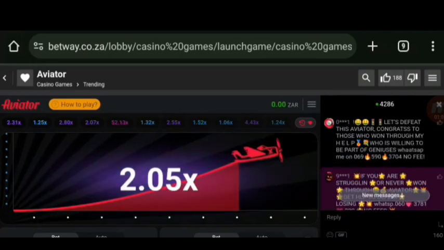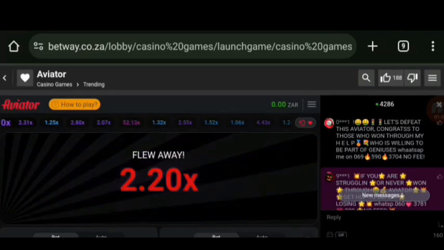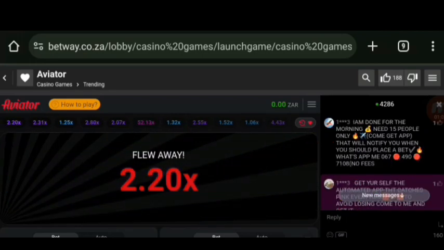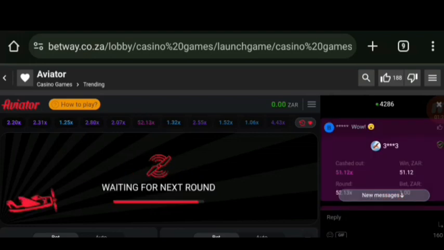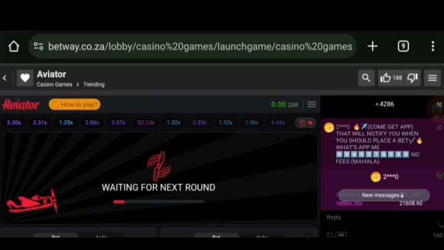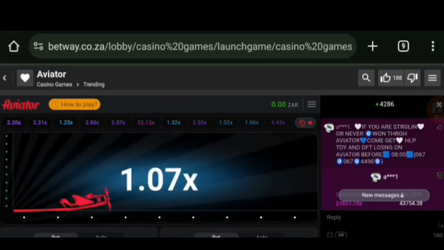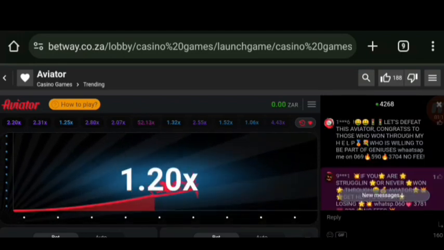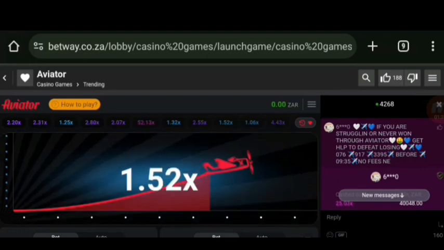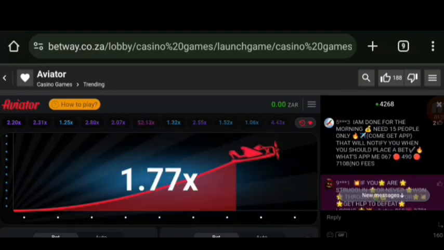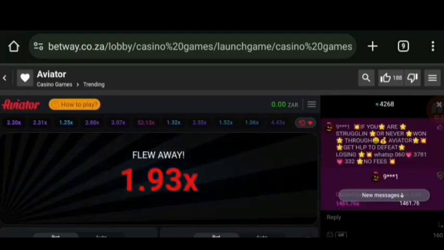Now, the way we're going to be doing this is a strategy called the martingale. In order for you to do this properly, you're going to have to have a balance of 1,000. 1K balance, you hear me? 1K or more. It doesn't have to be 1K, but please gamble responsibly.